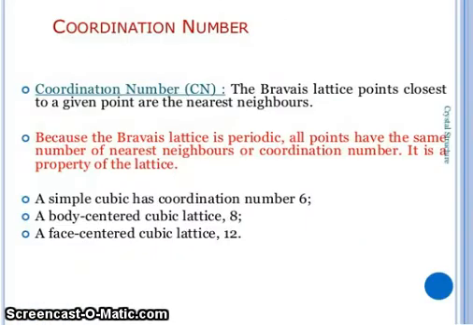What is the coordination number? The Bravais lattice points closest to a given point are the nearest neighbors. Because the Bravais lattice is periodic, all points have the same number of nearest neighbors, or coordination number. It is a property of the lattice. Simple cubic has coordination number 6, body-centered cubic lattice 8, and face-centered cubic lattice 12.